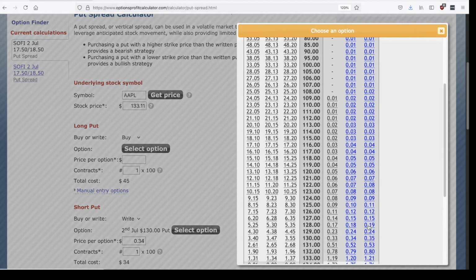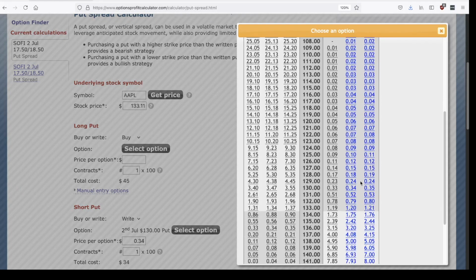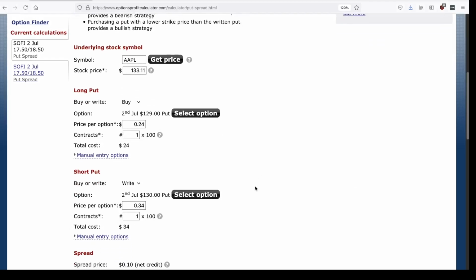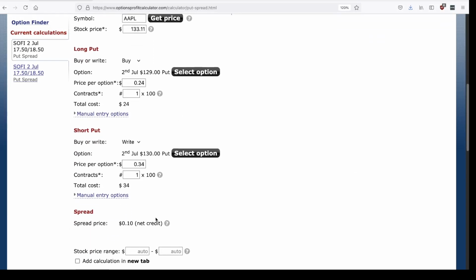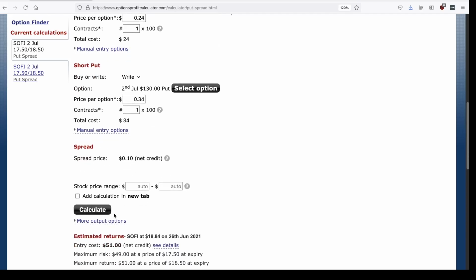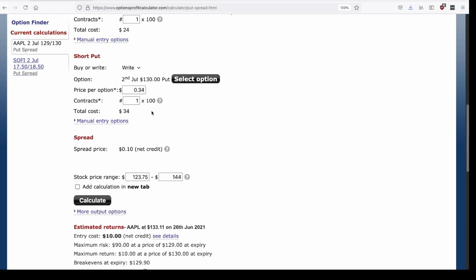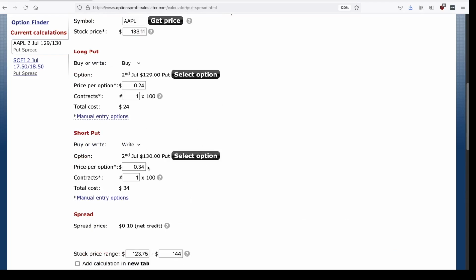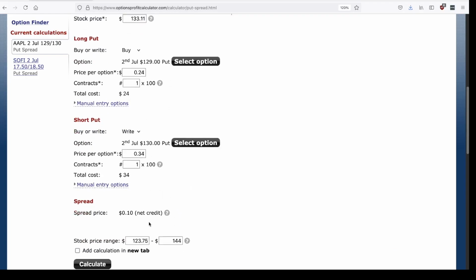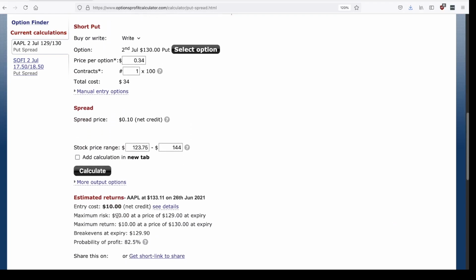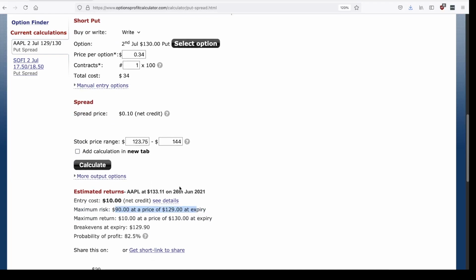So we did 130. Let's go down to 129. And so what you can see is I'm being paid $10 to put on this trade, and the max loss is going to be $90 because it's this strike difference, $1 times 100 minus the premium that you're receiving. If we go down here, that's what we can see is max loss is 90 at expiration. So this is still a 10% return on your money in a week because you're using these spreads.